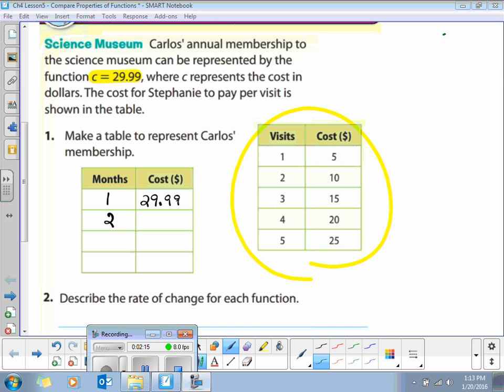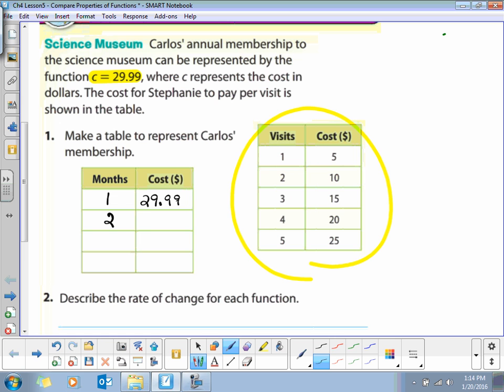$29.99, right? Is there a variable in the expression part that changes the C? There is no variable in there. So since there's no variable in there, it always stays the same. So after 2 months, how much is he getting charged? $29.99. After 3 months, how much is he paying here? $29.99. And of course, after 4 months, it's $29.99.